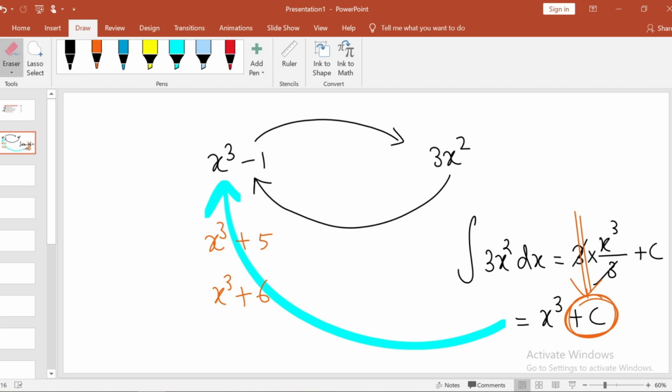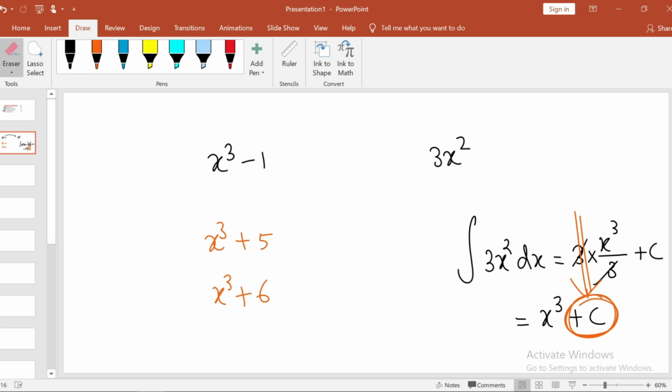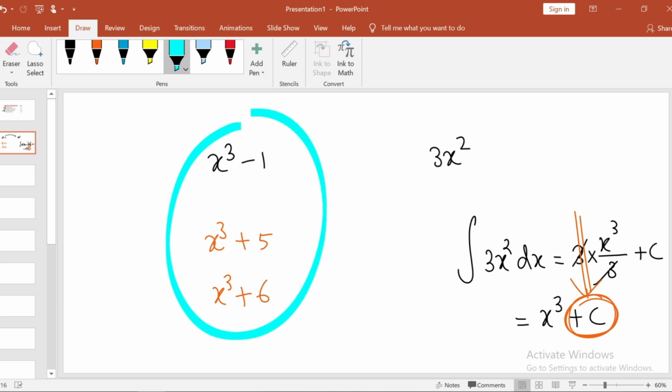But what I'm trying to say, when you differentiate all these functions, right, the constant will disappear when you differentiate, right? And when you integrate, you need to bring back the constants, right? And that's the reason we add c. Do you understand what I'm saying? Yes, sir. Okay.